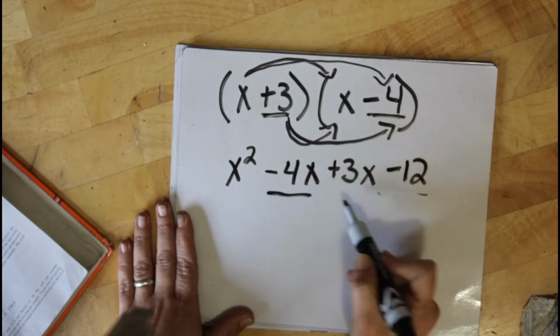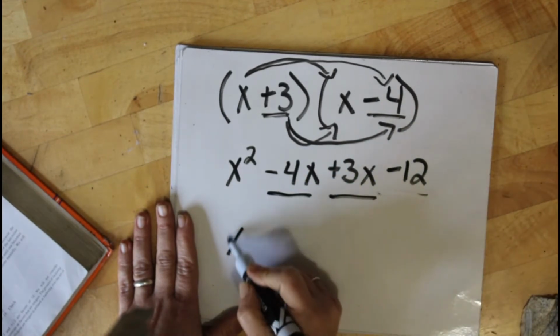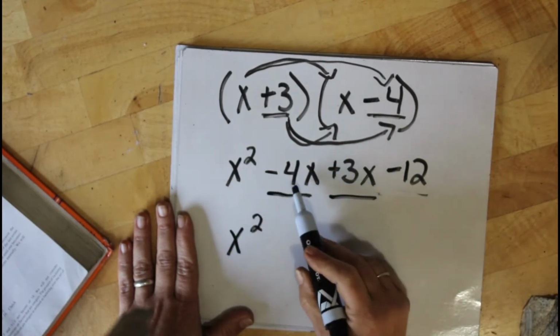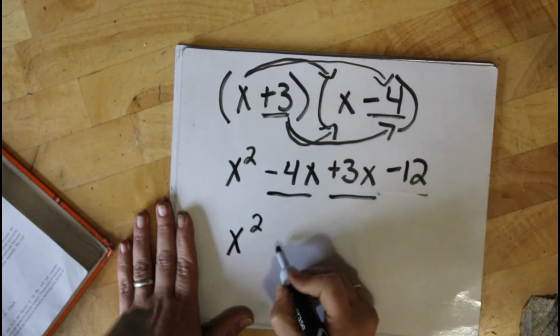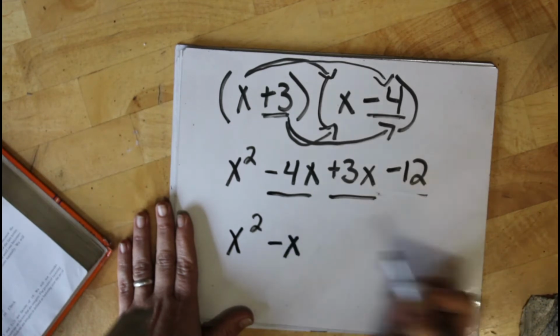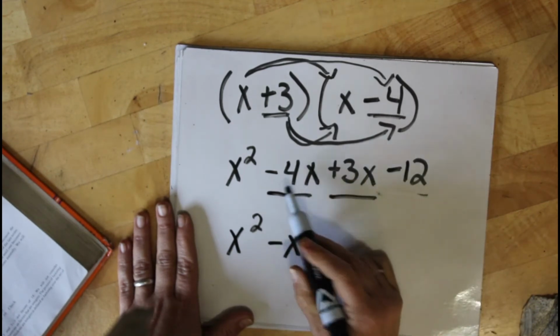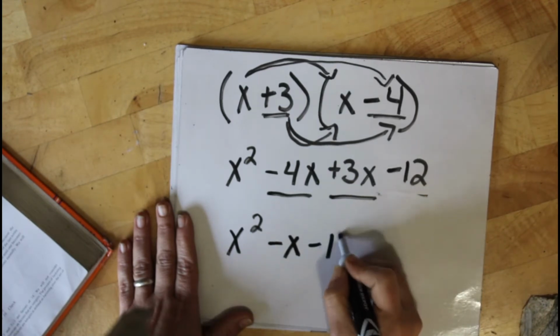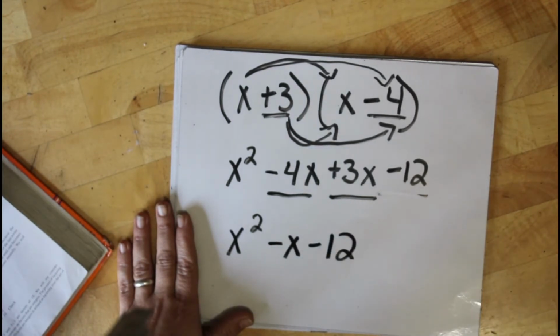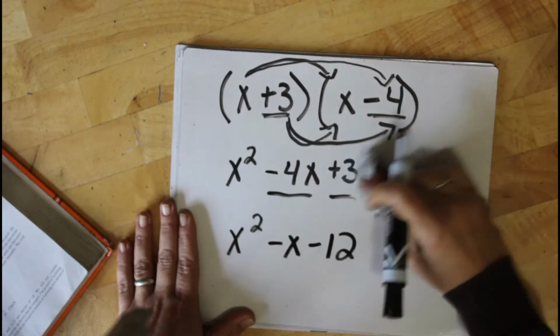Now, here are two like terms in the center that we're going to put together. X squared. Now we have negative 4x and positive 3x. When we put those together, we're going to end up with negative x. Because you owe your mom $4, you pay back 3 of it, you still owe her $1. So we get x squared minus x minus 12. And we've already been doing this.